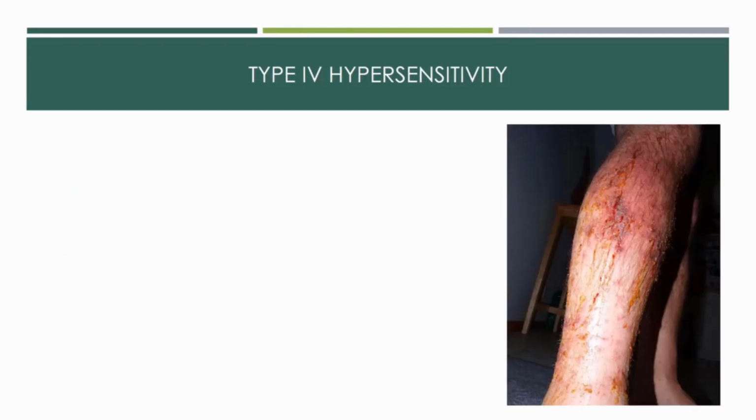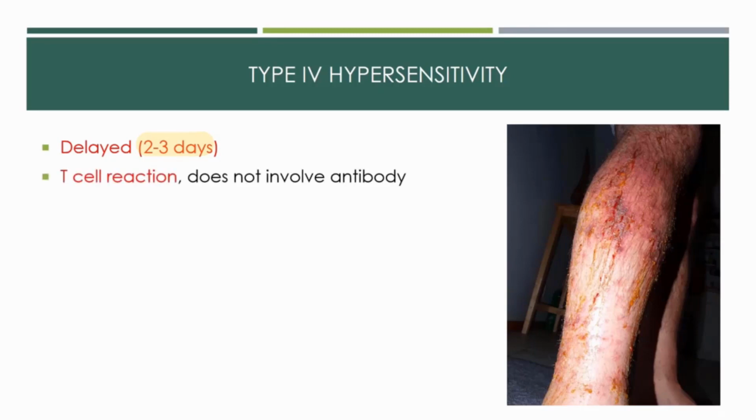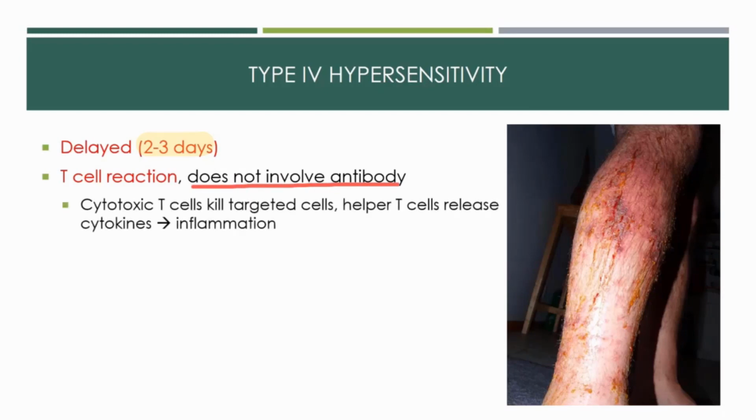Type 4 hypersensitivity is the delayed type, and by this we mean 2 to 3 days. It takes a little bit of time for T cells to be activated, proliferate, and produce cytokines for a cell-mediated response. And that's exactly what this is. It's a T cell reaction that does not involve antibody. Types 1 through 3, however, all do involve antibody in some capacity. And this is not limited to a single mechanism. It can be due to either direct cell cytotoxicity by CD8 positive T cells or T helper cell cytokine signaling that activates macrophages and a local inflammatory response.